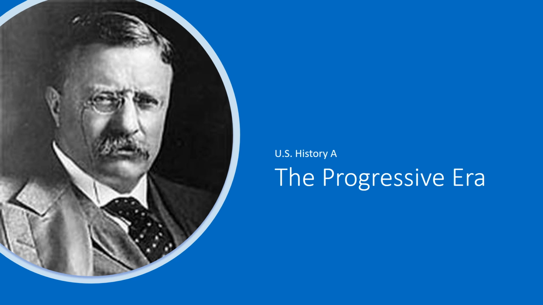Theodore Roosevelt, or Teddy Roosevelt, who is in the picture there, is a perfect example of the Progressive Era because he's probably the most famous progressive in American history. He was a president, obviously, and we're going to talk about how Roosevelt and others are going to work to change things during this movement in American history.